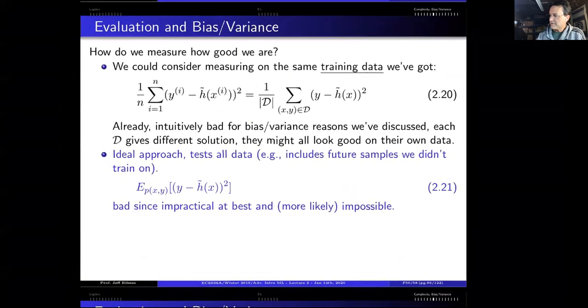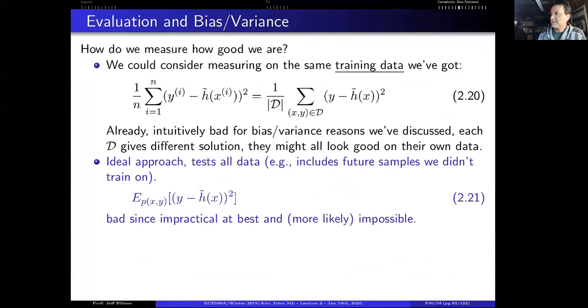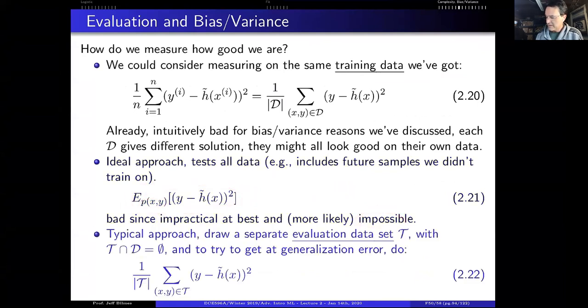Now, the ideal approach would be to not use the training data to see how well we're doing, even though what we're using the training data for is to produce a mathematical objective that we're trying to minimize. And we could do something like this, but the problem, as we said, is that this is impractical or impossible. We don't have access to P. This is too computationally costly.